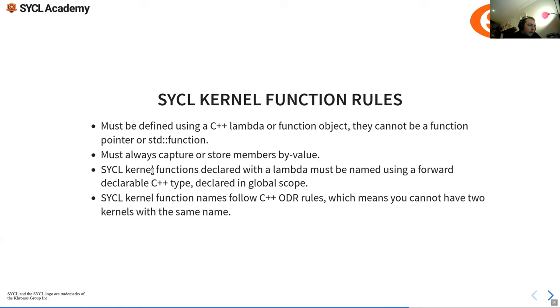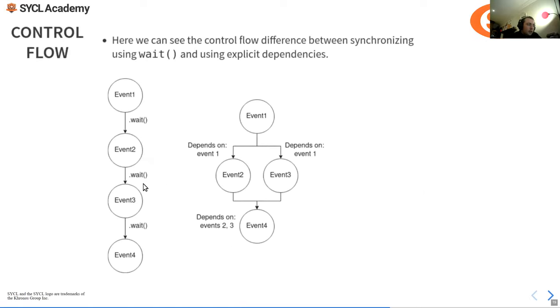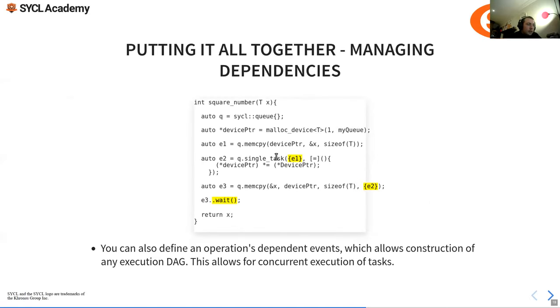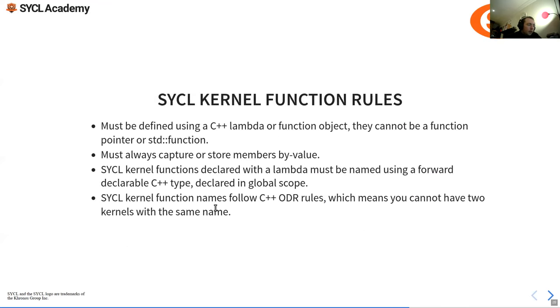So you can name your lambda if you want. You don't actually have to. This is a DPC++ extension. You used to need to name your lambda, which we'll go through later. It can be really useful when you're profiling, but you don't have to anymore. SYCL kernel function names need to be unique as well, but we don't need to think about naming them at the moment.